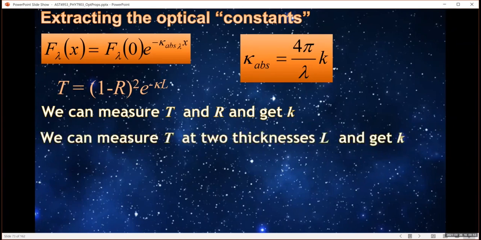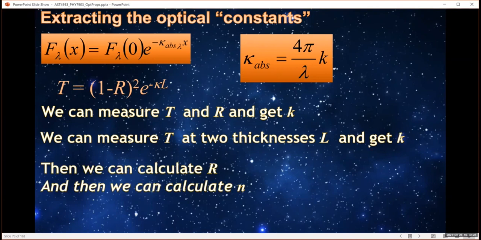We can also do this another way, which is to measure the transmission of the same material at two thicknesses. So the reflection both at the front side of the material and at the far side of the material is going to remain the same. It doesn't depend on how much the light is passed through. So we can just basically subtract these and get the difference between the thicknesses and the difference between the transmissions to get the kappa value and therefore the K.